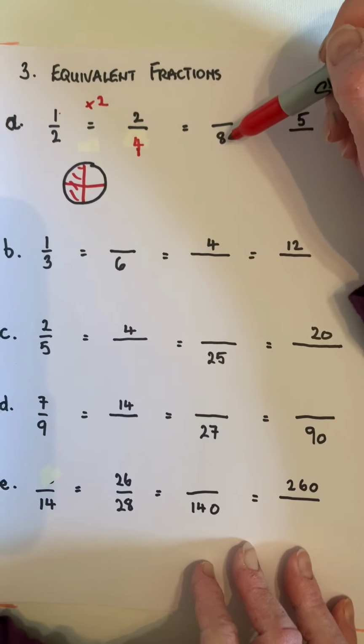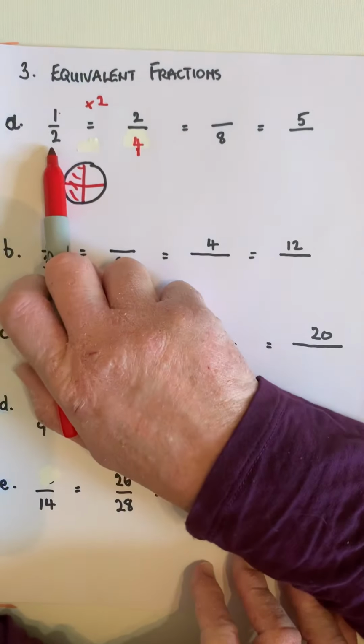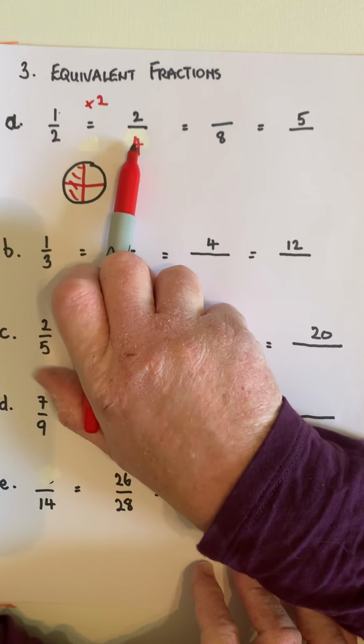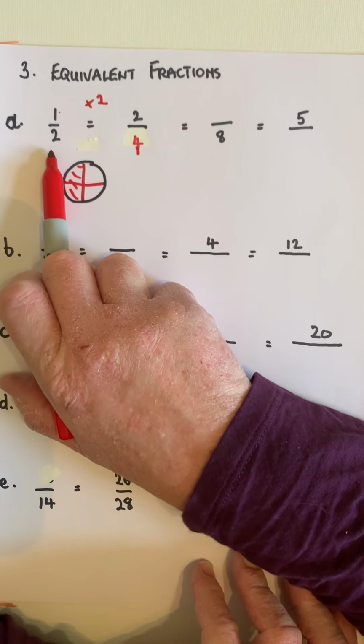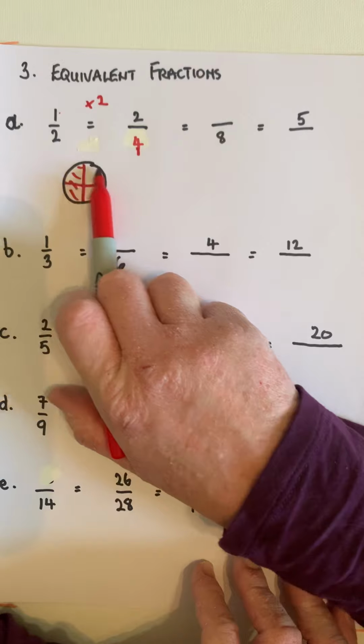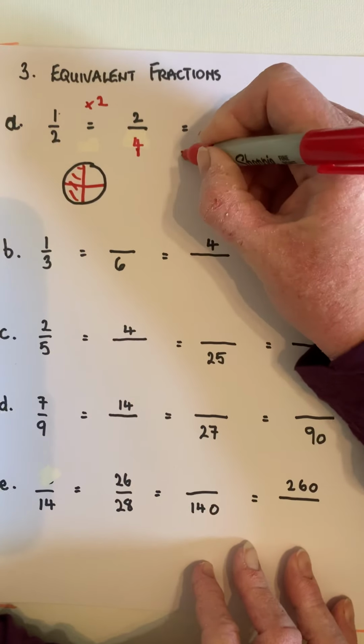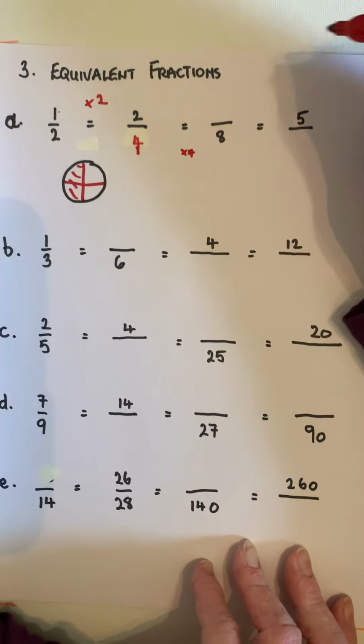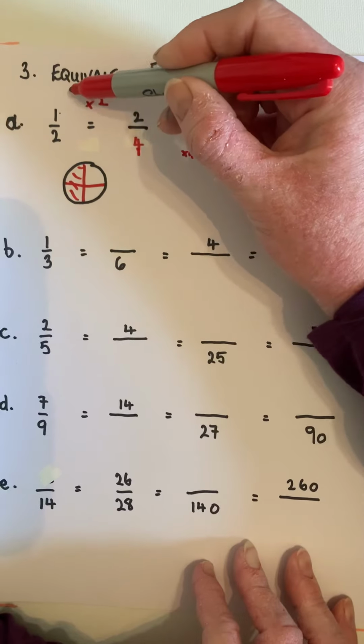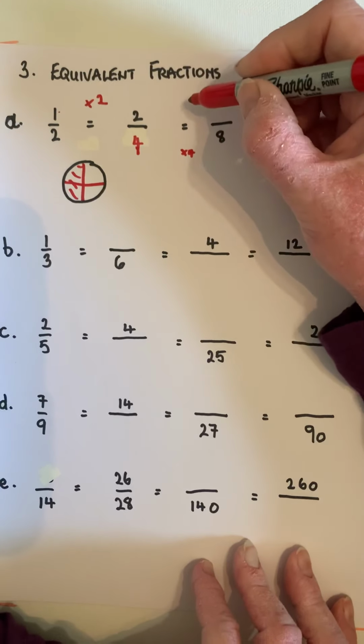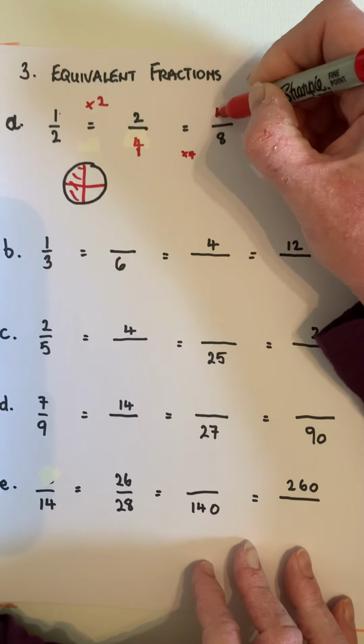So that is an equivalent fraction. I'm now changing it to eighths. I can go back to the original fraction, or I could go from this fraction. I'm going to start with the original. 2 times what is 8? Well, I'll multiply it by 4. 2 times 4 is 8. So I must do the same to the top. So that's 1 times 4 is 4.